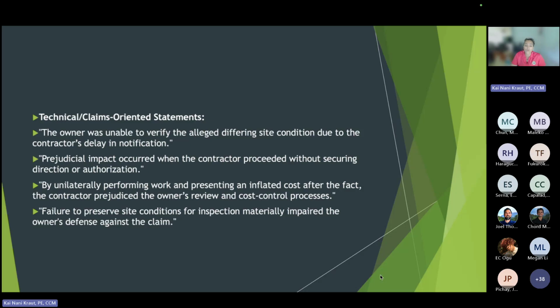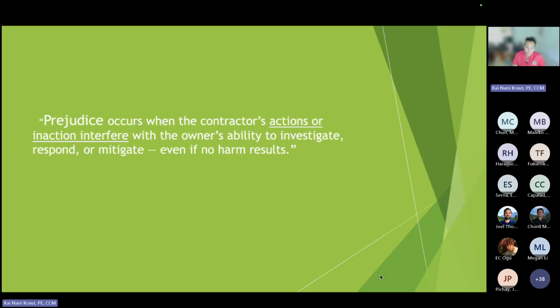I don't even know how to say that word. I'm not going to say it. Impact occurred when the contractor proceeded without securing direction or authorization by unilaterally performing work and presenting an inflated cost after the fact. The contractor prejudiced the owner's review and cost control process, and failure to preserve site conditions for inspection materially impaired the owner's defense against the claim.